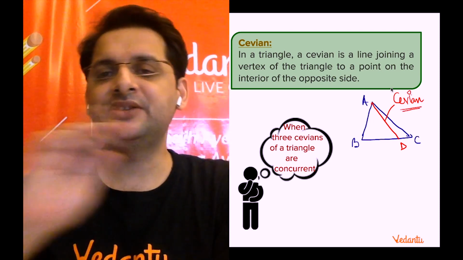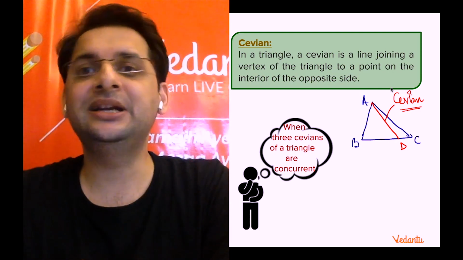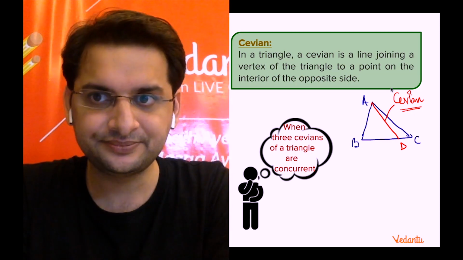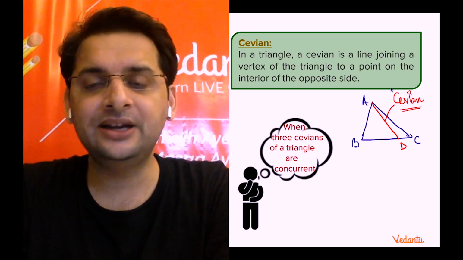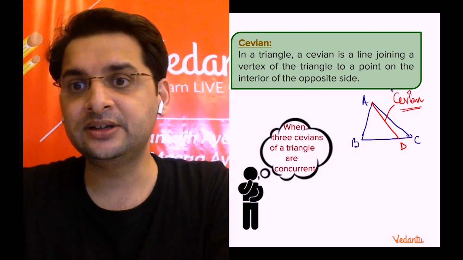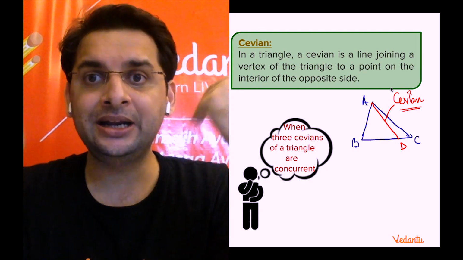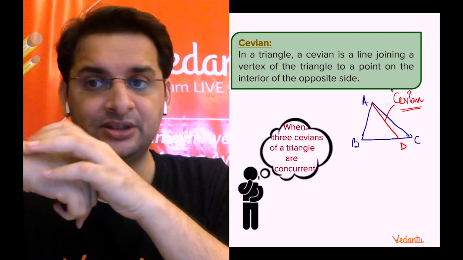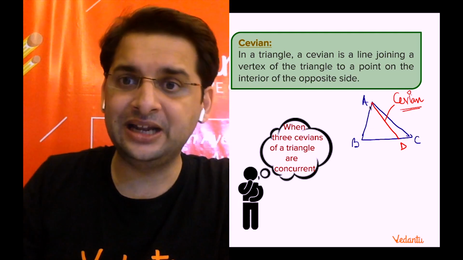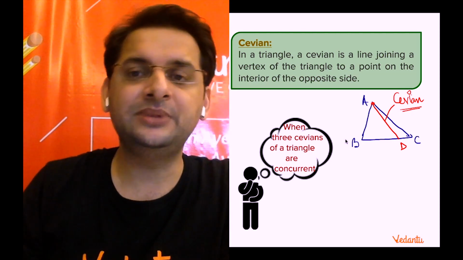So the theorem is related to cevians. There are infinitely many cevians which join A to any point of BC. So in a triangle there are infinitely many cevians. The median is one of the cevians. The angle bisector is one of the cevians. In an acute triangle, the altitude is one of the cevians. So there are plenty of lines which I can join from vertex A to any point on BC.